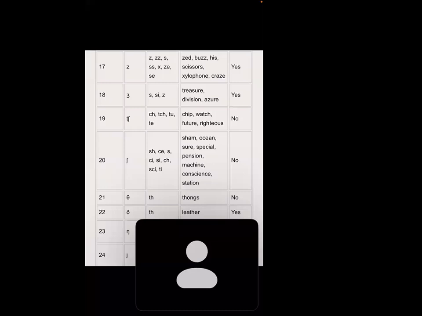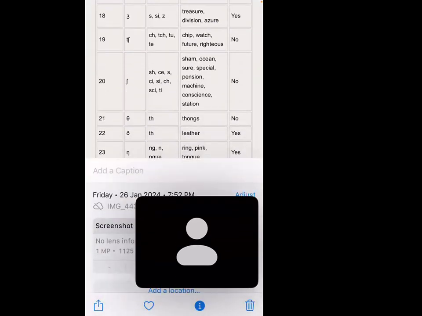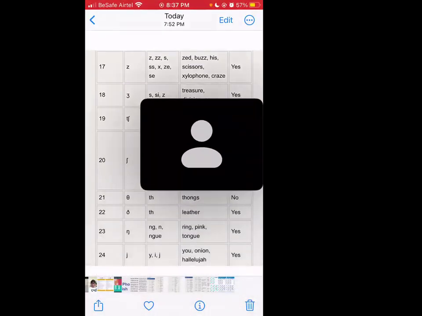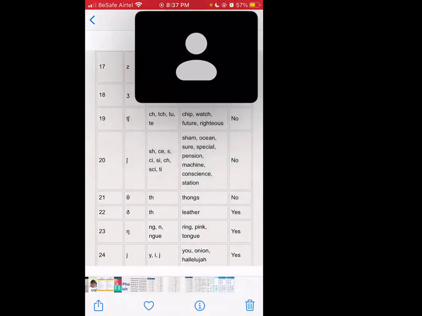Number 19, we have ch. It can be found, of course, in CH, TCH, TU, and TE, in words like chip, watch, future, righteous. All right, number 20 is a relaxed version of number 19. Number 19 is not voiced, and number 20 is also not voiced. Number 20 is the relaxed version of number 19.